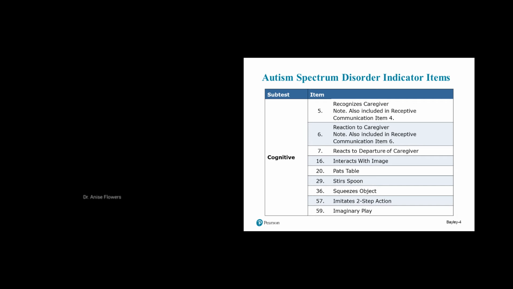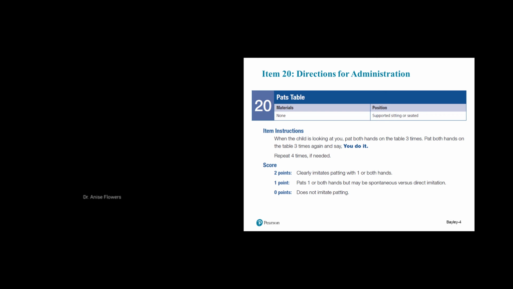So again, these are where if the child gets a 0, we see that as a potential indicator. And the more zeros you have on these items, the greater concern you might be for looking further into autism spectrum disorder. So we're going to look at examples of a few items. So for item 20, here's what the directions look like in the manual.